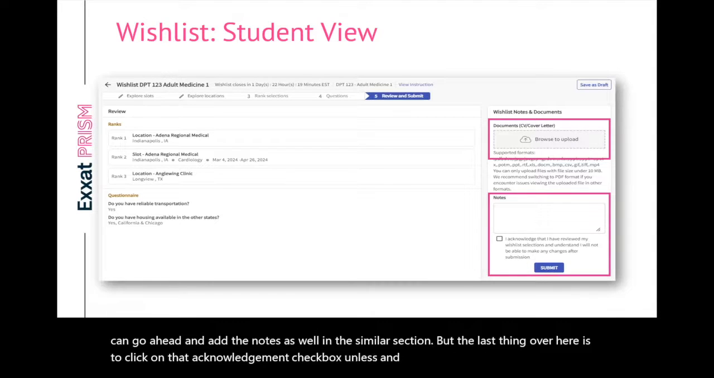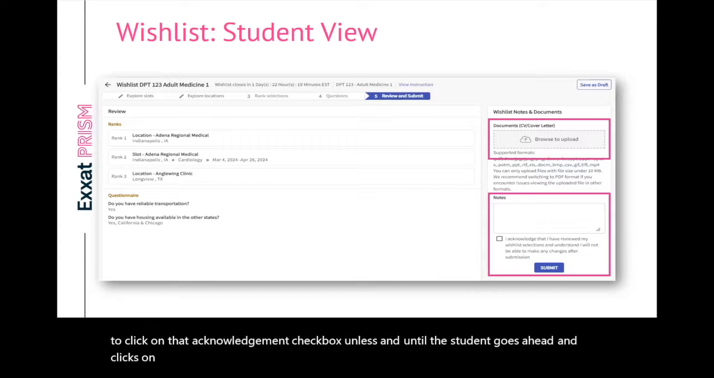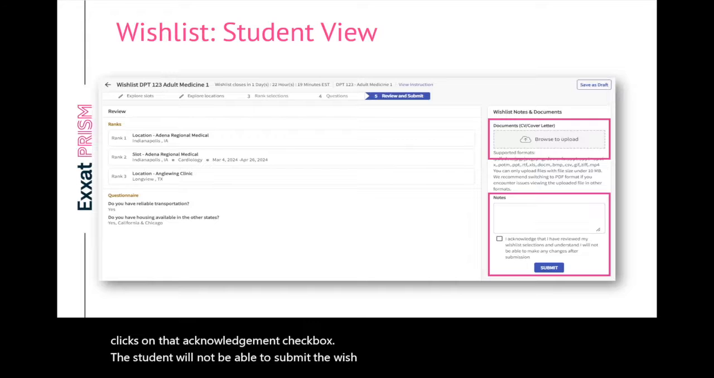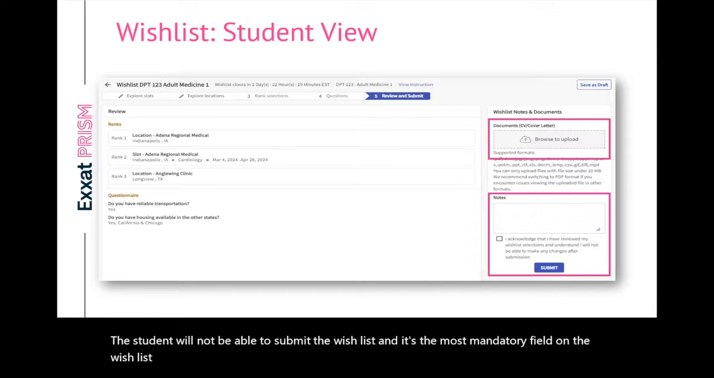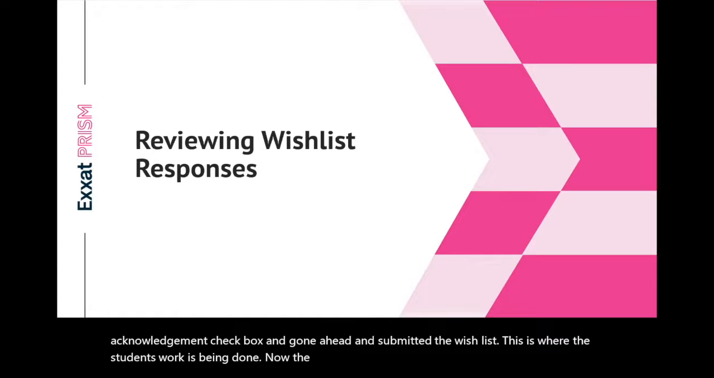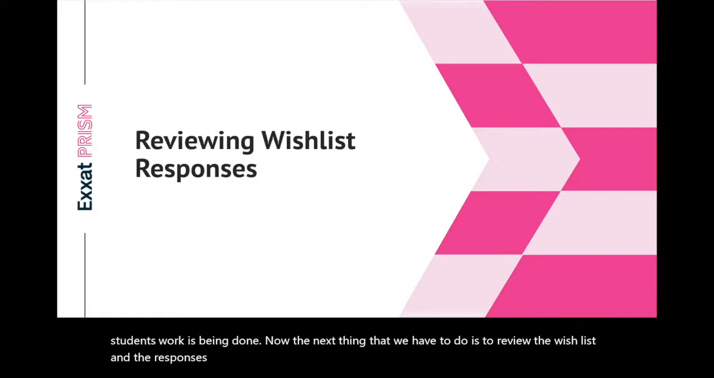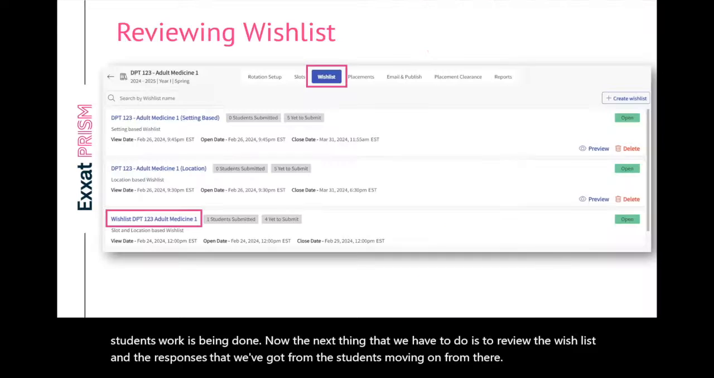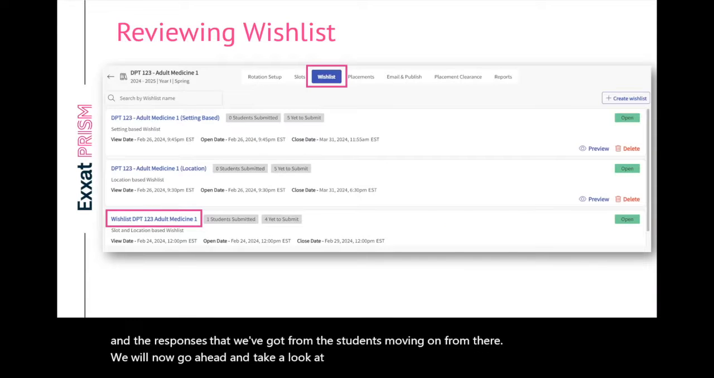Unless and until the student clicks on that acknowledgement checkbox, the student will not be able to submit the wish list, and it's the most mandatory field on the wish list section. So let's suppose the student has clicked on that acknowledgement checkbox and submitted the wish list. This is where the student's work has been done. Now, the next thing that we have to do is to review the wish list and the responses that we've got from the student. Moving on from there, we will now take a look at how we review the wish list.